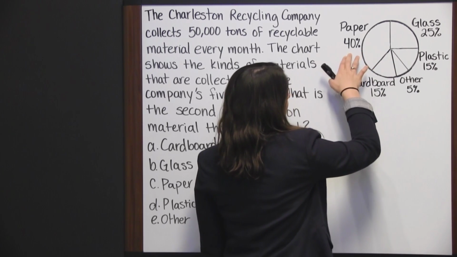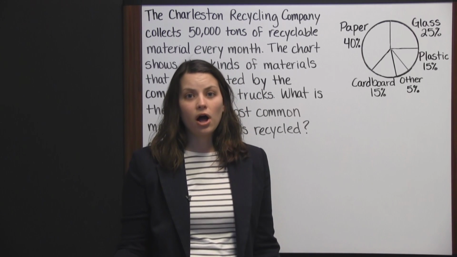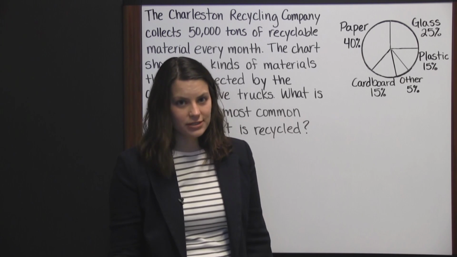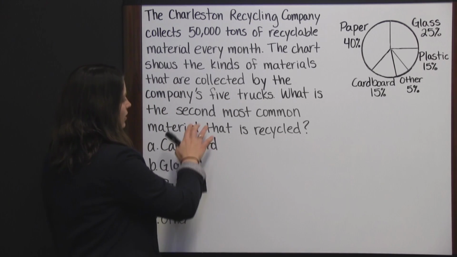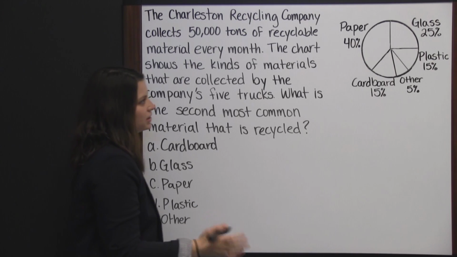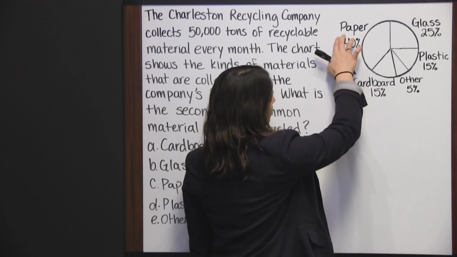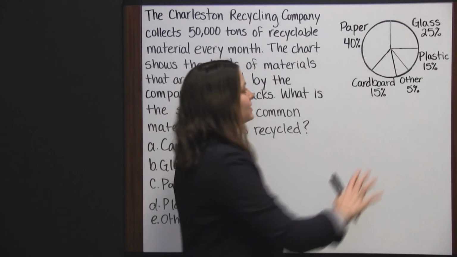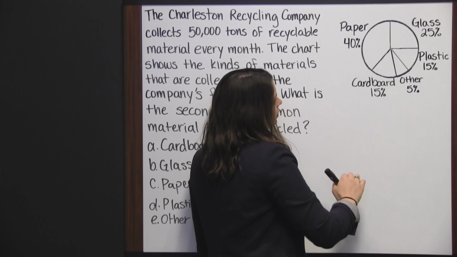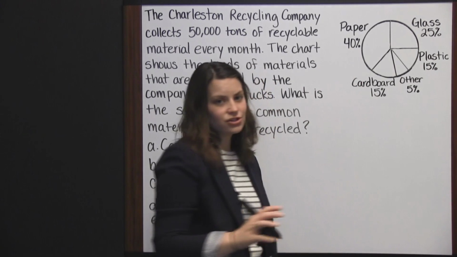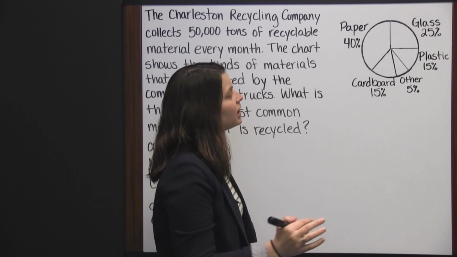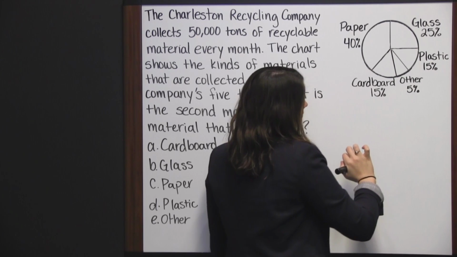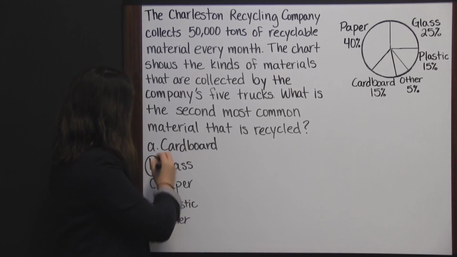And the larger the slice and percent means the more common that piece of data is, or the more times that data occurs. So in this case, they're asking what the second most common material is. And we can see that paper is the most commonly recycled material. It has the largest slice of the pie, and thus the largest percentage. So the second most common recycled would be glass at 25%. B.